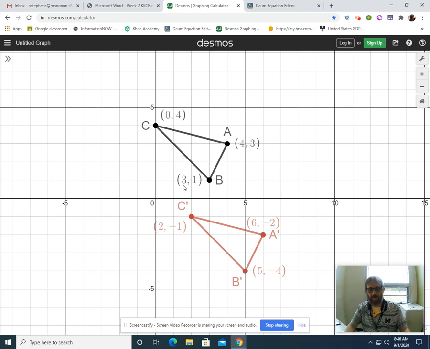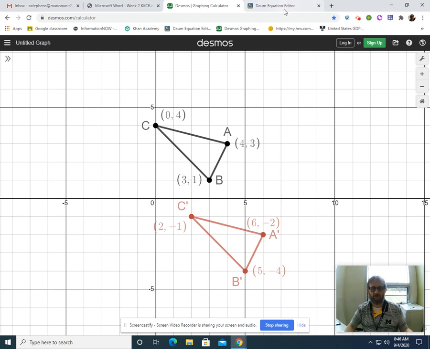This point, (3, 1), went 2 units right, 5 units down. So it went from 3 to 5, that's 2 units to the right, and then 1 to -4, that's 5 units down. Because remember, X represents the left-right movement, Y represents the up-down movement. So the last point, C, started out at the point (0, 4), and then it moved right 2 units, so it went from 0 to 2, and then it went down 5 units from 4 to -1.